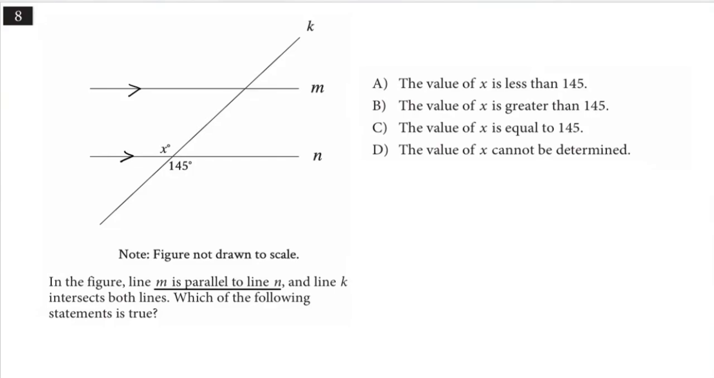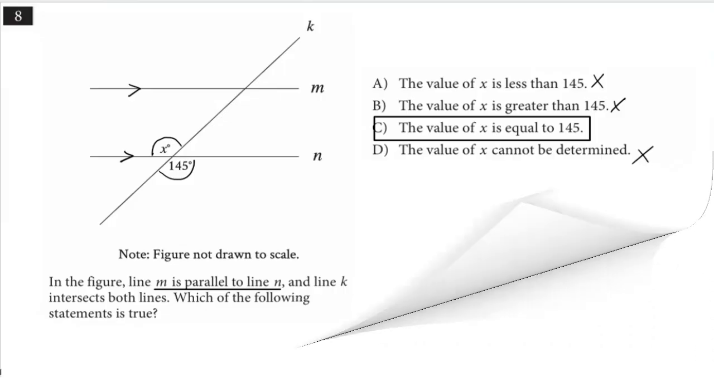Okay. The value of x is less than 145. X over here. Oh, isn't that a vertically opposite angle? So they should be equal. The value of x is greater than, no, ballpark. So you can just cross out the wrong options. The value of x is equal to 145. That is the correct answer. And obviously, the value of x cannot be determined is wrong as well. C is the correct answer.